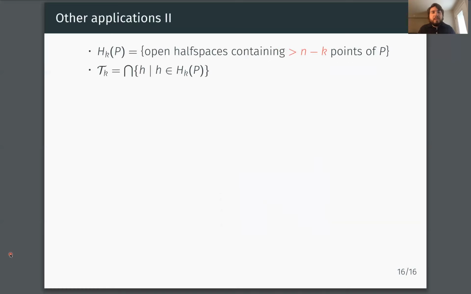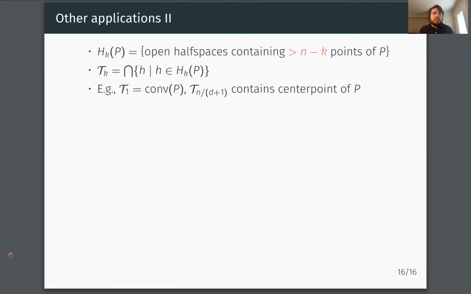There are 2 other applications which I want to mention before I finish. And so to do this, I need some definitions. So I'm going to define H k P to be the collection of all open half spaces containing more than n minus k points of P. And I define T k as the intersection of all of these half spaces in the collection H k P. So T k is a polytope. So for example, T 1 is the intersection of all half spaces containing at least n points of P, which is simply the convex hull of P. And T n over d plus 1 is a polytope which contains the center point of P.